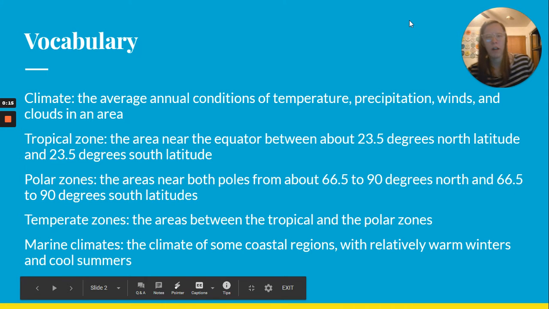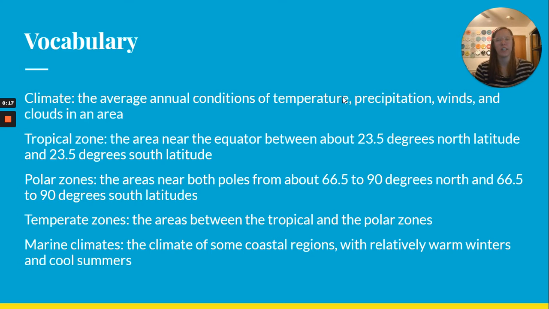Okay, so vocab first, we have climate, the average annual conditions of temperature, precipitation, winds, and clouds in an area. Tropical zone, the area near the equator between about 23.5 degrees north latitude and 23.5 degrees south latitude. The polar zones, which are the areas near both poles from about 66.5 to 90 degrees north and 66.5 to 90 degrees south latitudes. Temperate zones, the area between the tropical and the polar zones.